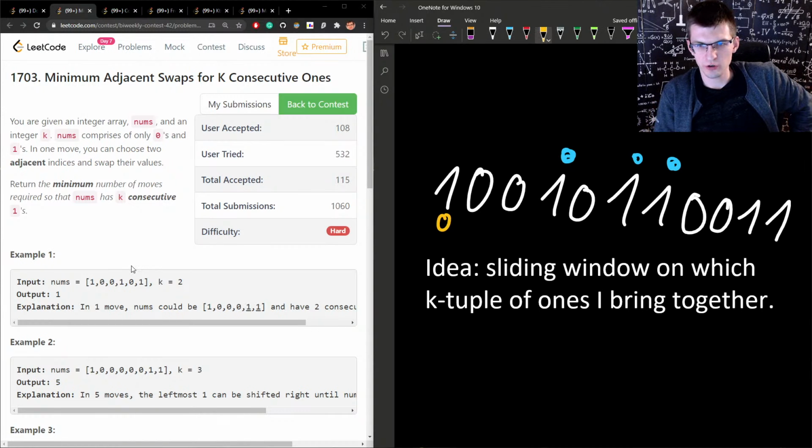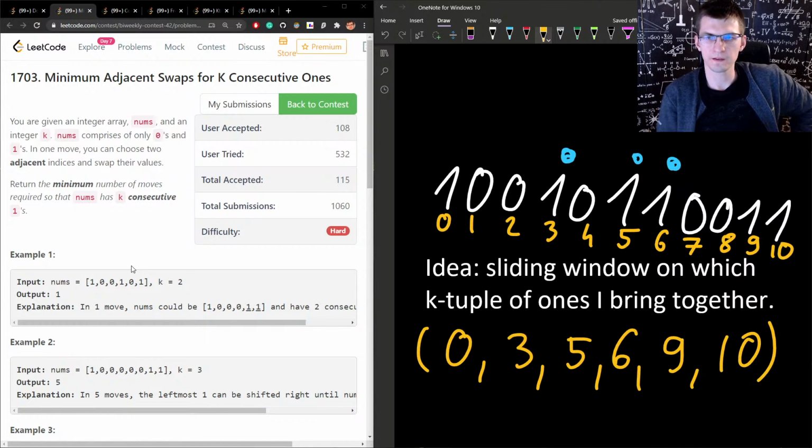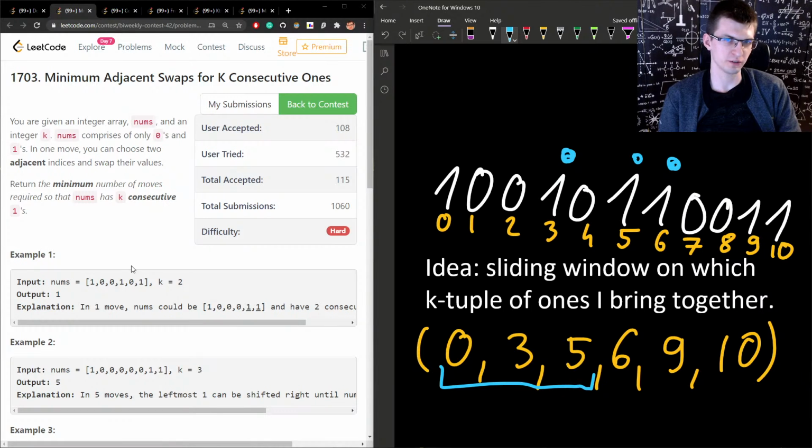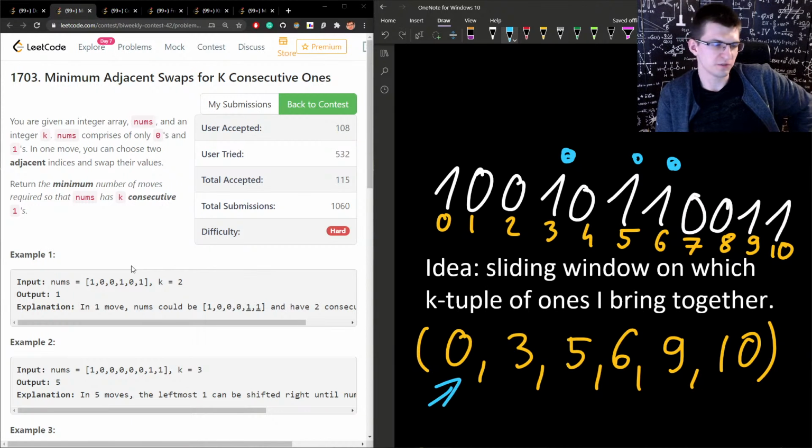Indices are 0, 1, 2, 3, 4, 5, 6, 7, and so on. Then indices of ones are 0, 3, 5, 6, 9, and 10. And I can take those 3. Now it looks more like a sliding window of constant length. Or those 3, or those 3, or those 3. But something even better is what the operation described in the statement does with this sequence of indices of ones.